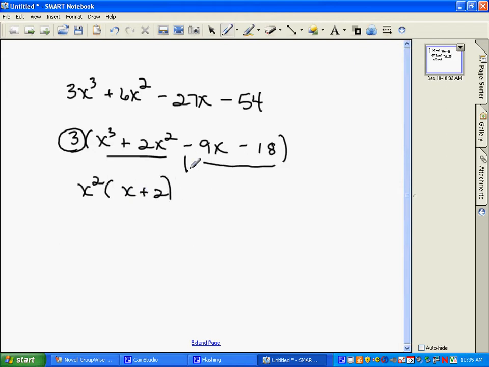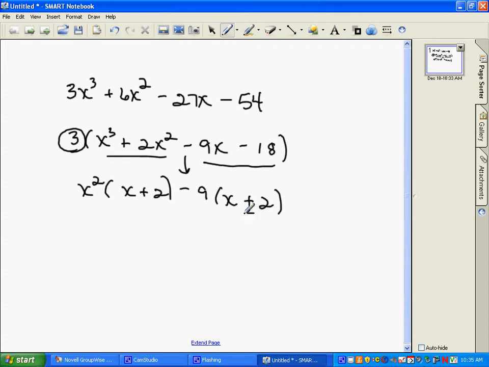We always pull down this sign. We have a 9 in common here, so we'll pull out that 9. Negative 9 goes into negative 9 positive 1 time. So this is a positive x that's left in here. Negative 9 goes into negative 18 positive 2 times.